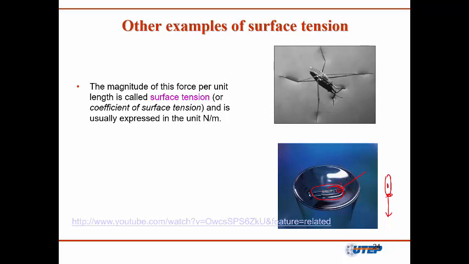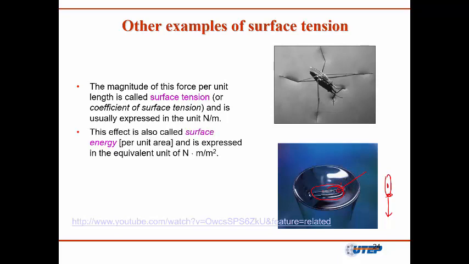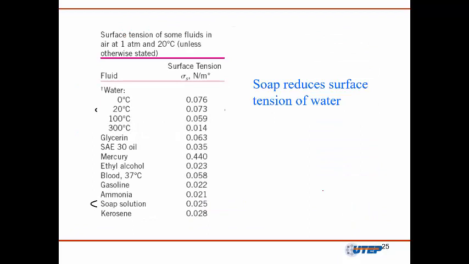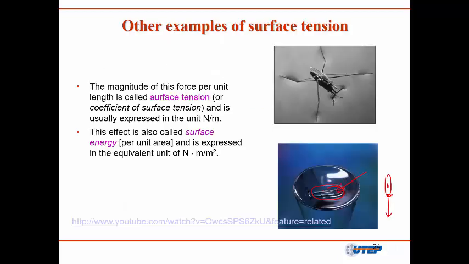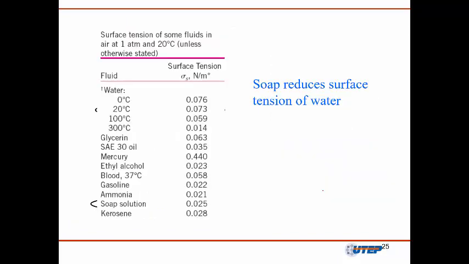So the units are newtons per meter usually. So we have what is called the surface energy, which is Newton meters per square meter. What does soap do? Soap reduces the surface tension of water. So if you have a mosquito like you have in this, but if I added soap in the water, you'll see the mosquitoes sink, okay? Because the surface tension is reduced, okay?